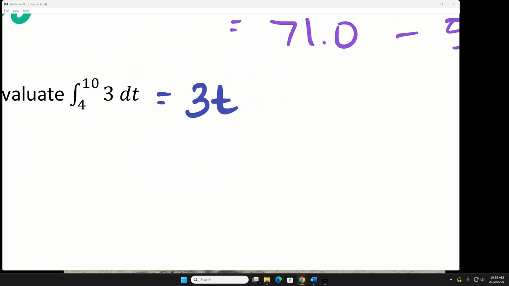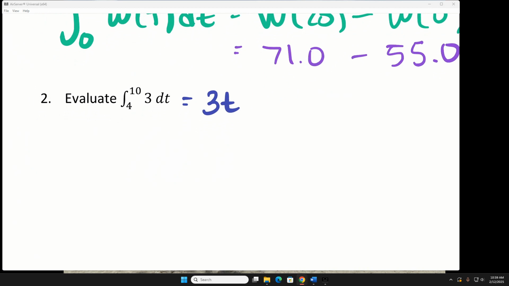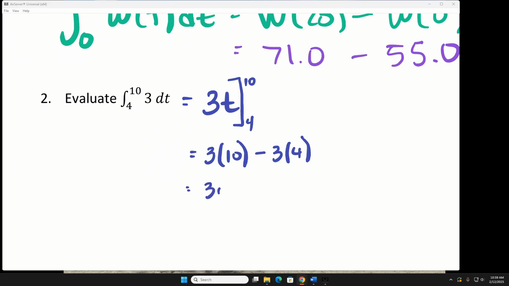So for the notation, what I do is I'll do this little bracket, and I'll go ahead and put my upper and lower limits on the edge of the bracket. Then I'm ready to plug those in. So I'm going to plug in the upper limit for t, and then subtract. And then I'll plug in the lower limit for t. And so that ends up being 30 minus 12, or 18.